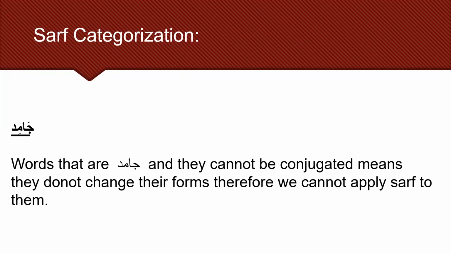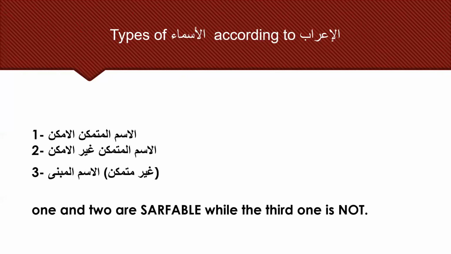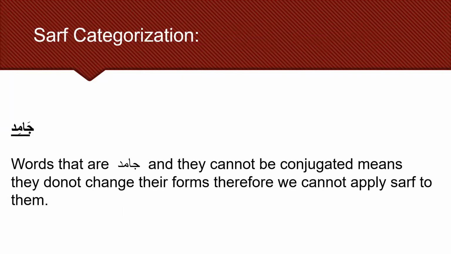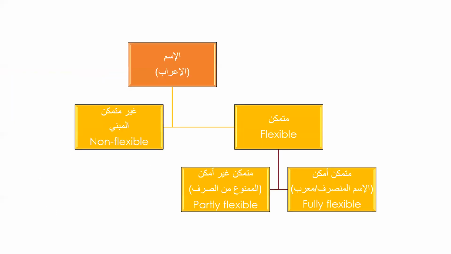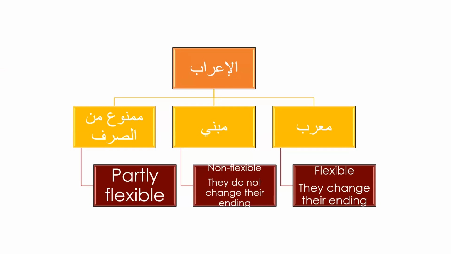Then we learned about the jamid words. These are the words that cannot be used in SARF studies because they cannot be conjugated and they do not change their forms. Then we learned which words are flexible or non-flexible, متمكن and غير متمكن.